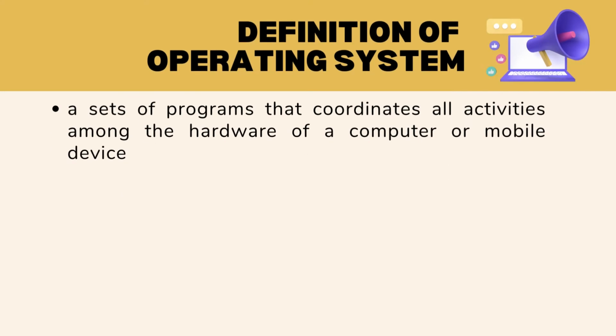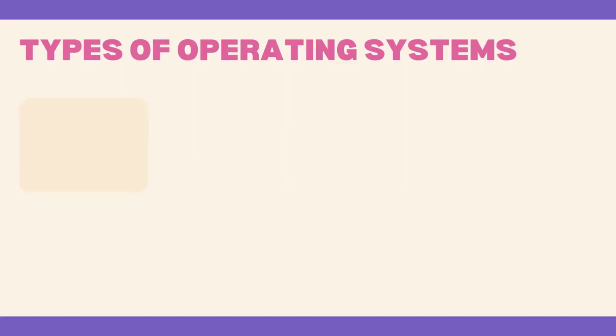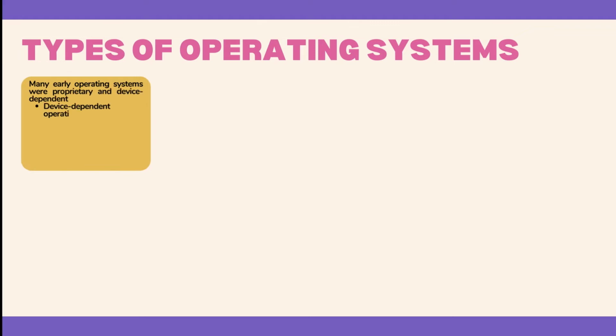The definition of an operating system is a set of programs that coordinates all activities among the hardware of a computer or mobile device. Types of operating systems. Many early operating systems were proprietary and device-dependent. Device-dependent operating systems are limited to a specific type of computer or mobile device. Proprietary software is privately owned and limited to a specific vendor or computer or device model.